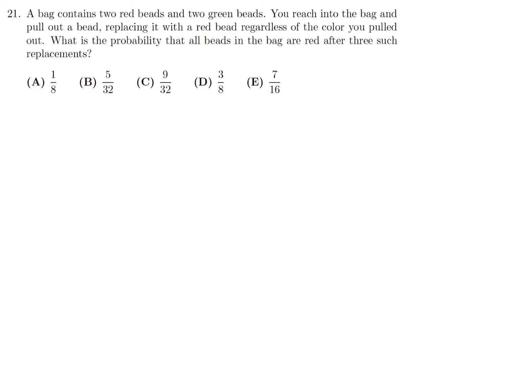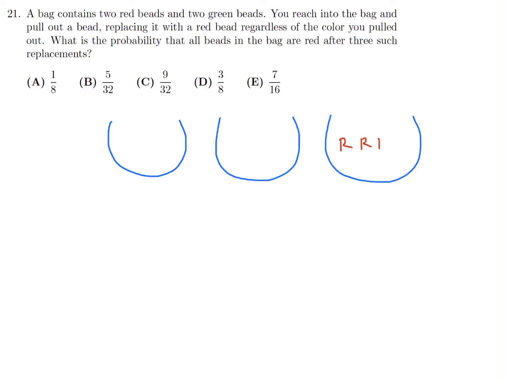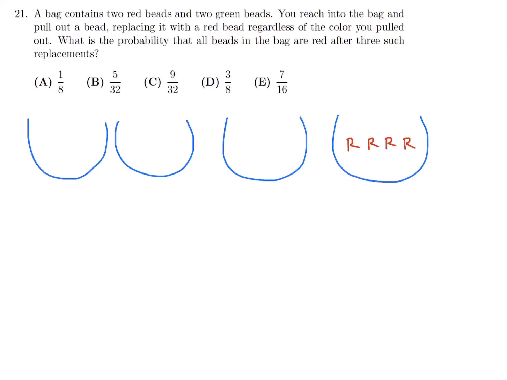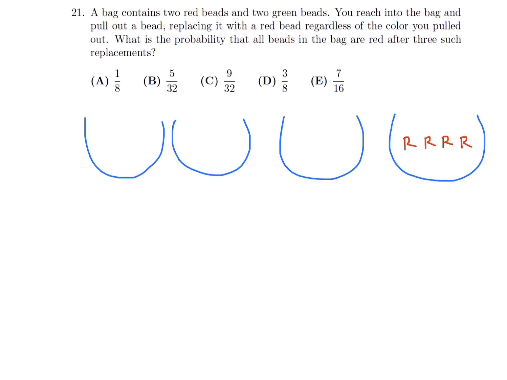So, you have a bag, and then another bag, and then another bag. And our goal is to make all of the beads red, like that, after 3 replacements. Okay, so our initial situation in terms of how we start will vary. I think there's probably going to be the exact same start each time, right? 2 red and 2 green, but our order is going to change.